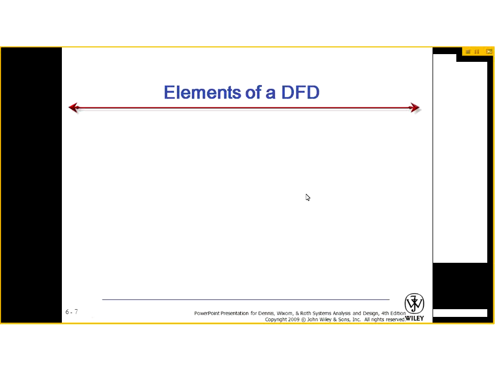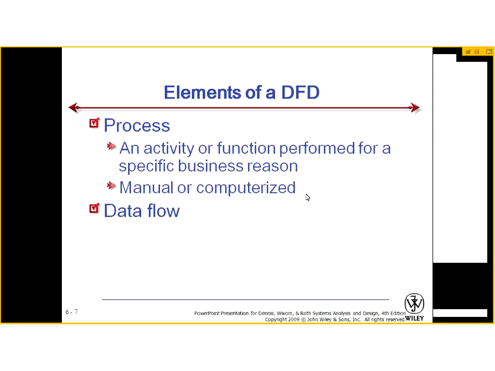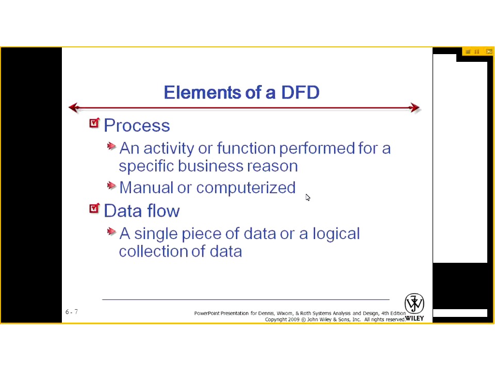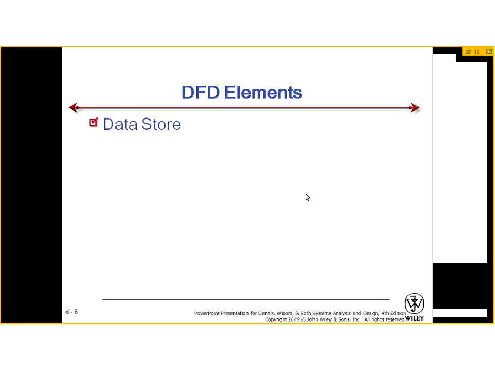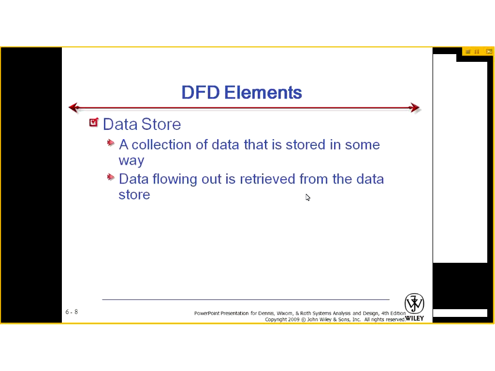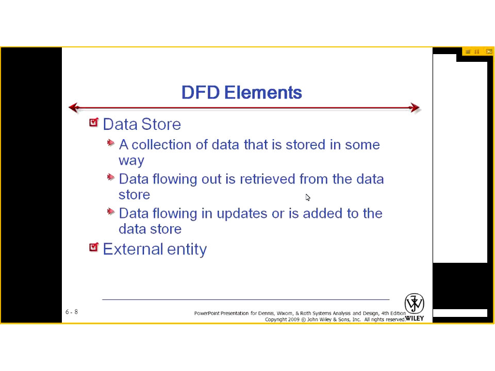Sorry for the disturbance. Okay, so the data flow is a single piece of data or a logical collection of data. It always starts or ends at a process. Then there's the data store in the DFD, which is a collection of data that is stored in some way. Data flowing out is retrieved from the data store, and data coming in updates or is added to the data store.